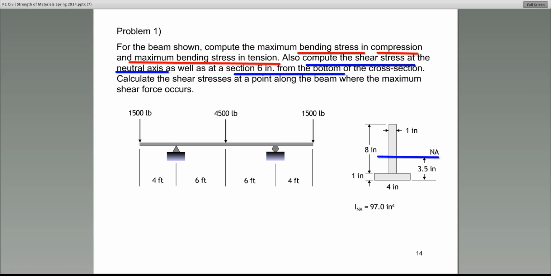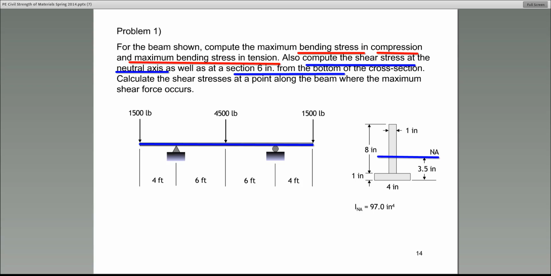Let's look at what we are given. They've given us the beam. This is the beam, and they give you the location of the supports, the types of the supports, and the loads. In addition to that, they also give you the shape of the cross-section. The shape of the cross-section is an inverted T section. You can see on the right-hand side.